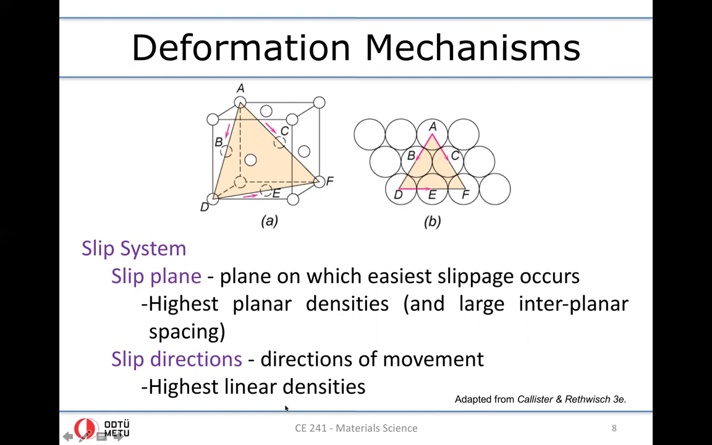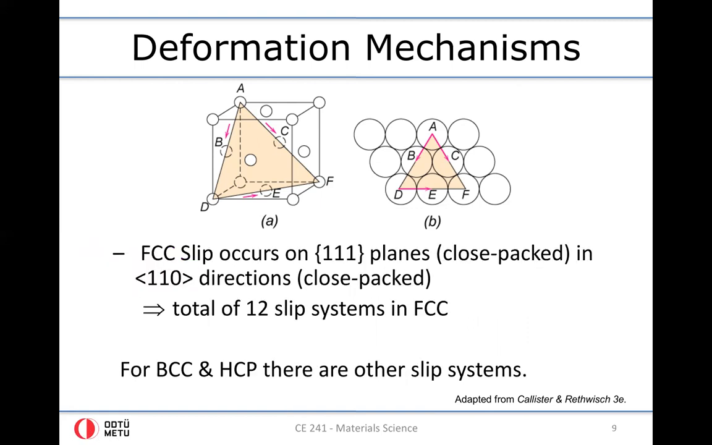All right. So for example, here you see the face-centered cubic crystal. The slip occurs in the {111} family of planes, which are close packed, and in <110> directions. These are also the directions that are densest, close packed. So in total, we have 12 slip systems in FCC. In BCC and in HCP, we have other slip systems.